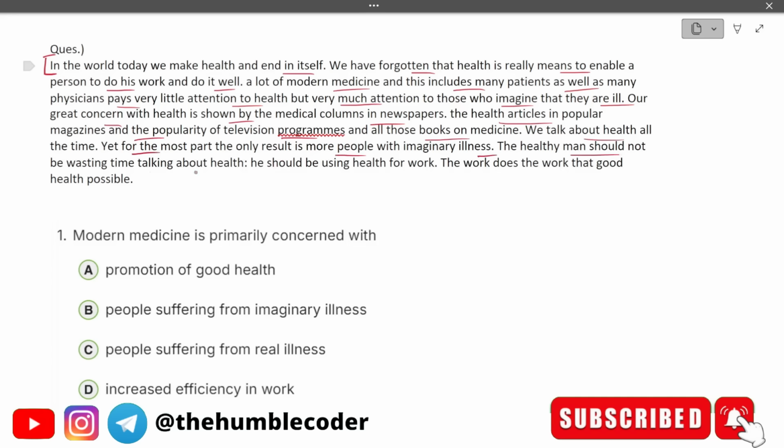The healthy man should not be wasting time about health. He should be using health for work. The work does the work, and that makes good health possible.